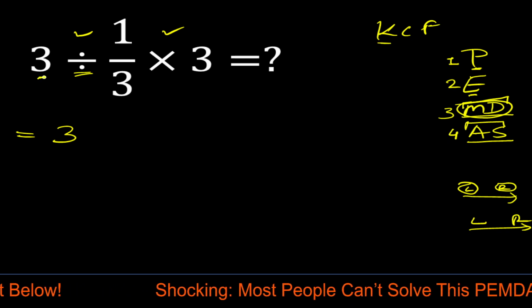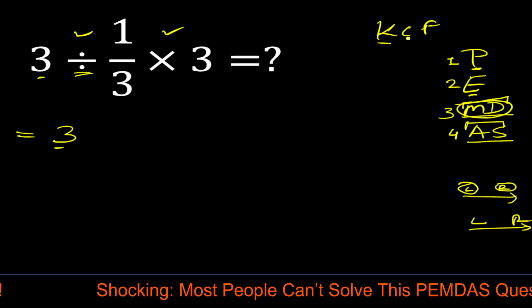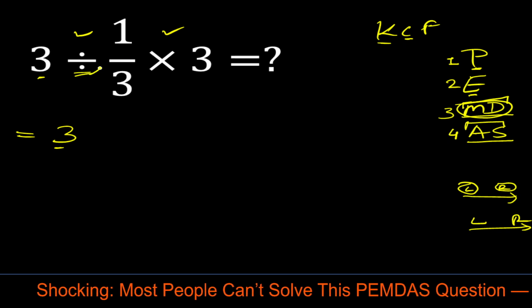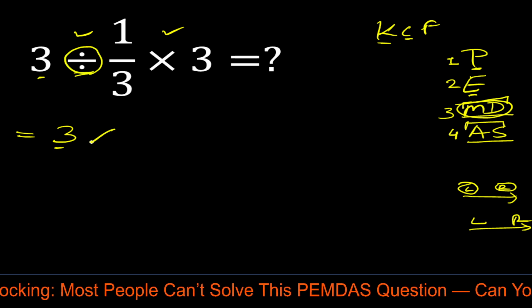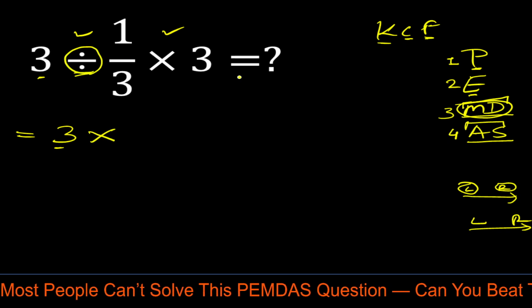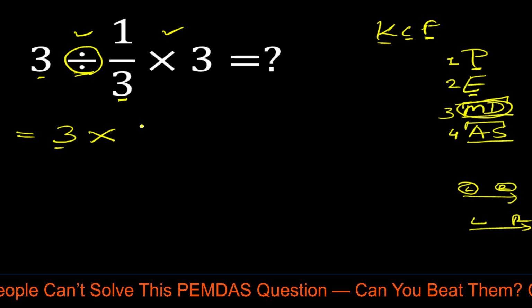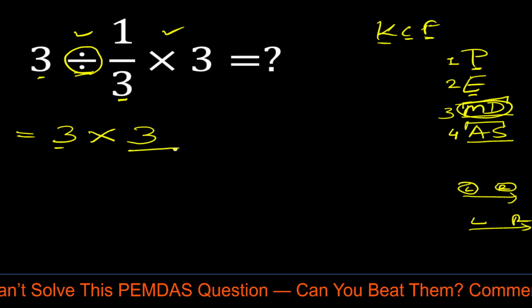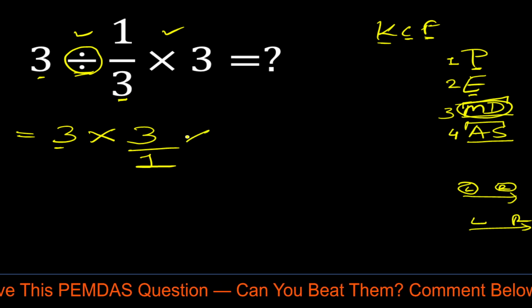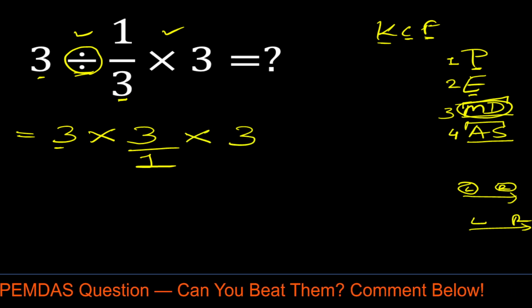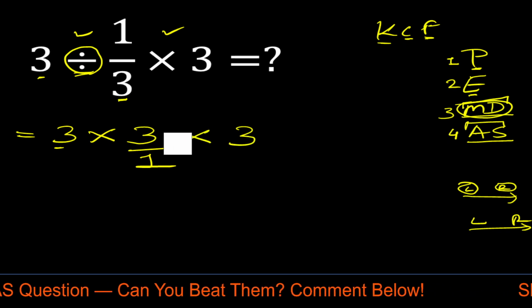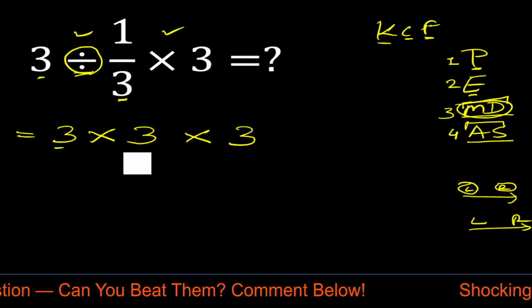K means keep this 3 as it is same. Then C means change this sign from division to multiplication. Then F means flip this fraction 1 upon 3 is equal to 3 upon 1 times 3, right? Now 3 upon 1 is equal to 3, so we can remove this one, right?